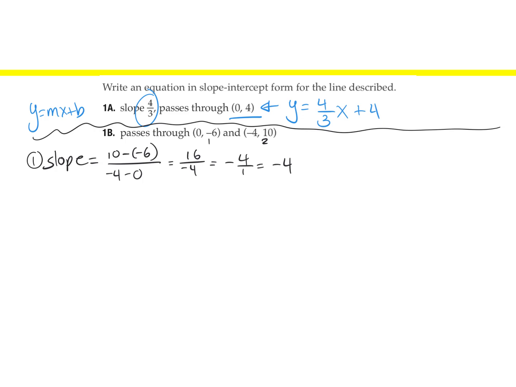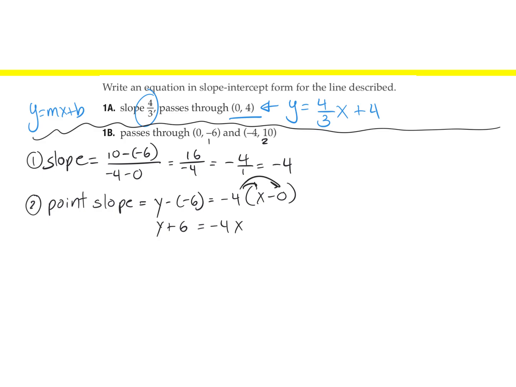Awesome. And then we're going to put it into point-slope, and point-slope was the formula I gave you guys before. So we're going to choose the point (0, -6). So it's going to be y minus -6 equals -4 times x minus 0. So it's y plus 6 equals -4x. When I distribute, I'm going to get -4x and then 0. I'll subtract the 6. And I get y is equal to -4x minus 6. Now this will be your final answer.